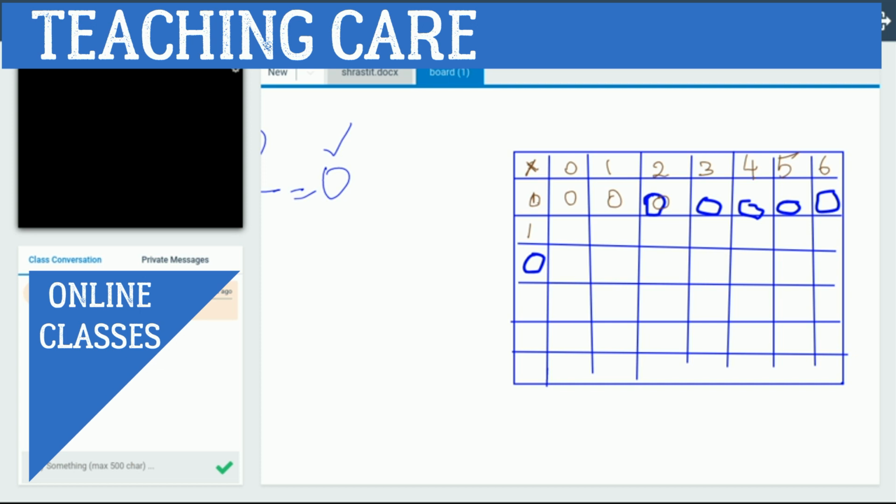Next, Srashti. 1 times 0. No, you have to write the answer here. I was writing, one minute. Why is it not erasing? Answer, you have to write it here, Srashti. 1 times 0 is 0. Okay? What is 1 times 1? Write the answer here. 1. 1 times 2? 2. Okay. 1 times 3? Start writing the answers here.